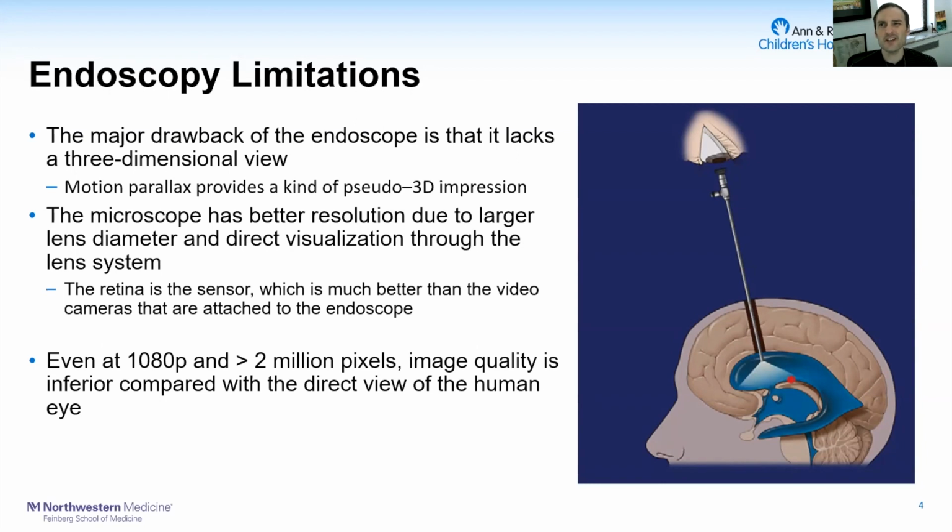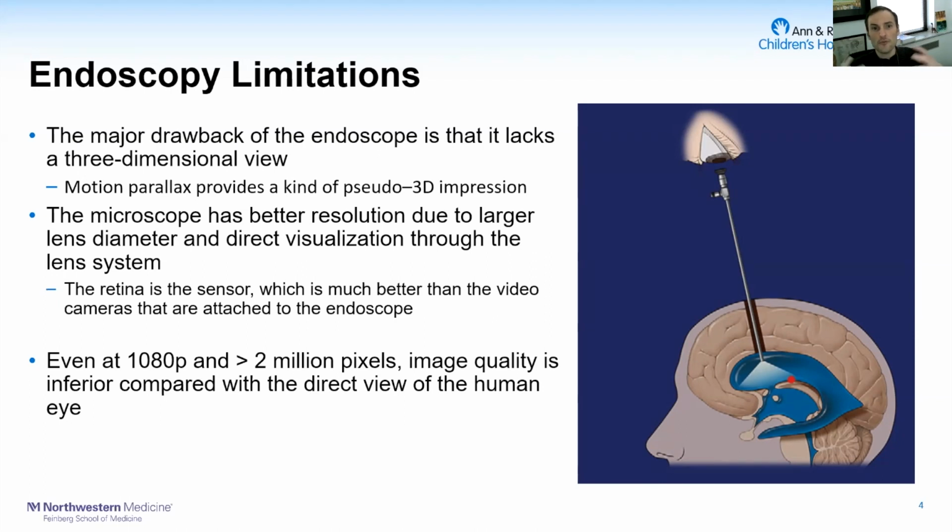But what are the limitations? Why aren't we using endoscopes for everything? Well, clearly, we're limited by technology. And as compared to a microscope, an endoscope does not really provide a true 3D view. It does give you a bit of a pseudo 3D view based on what we call motion parallax. But the microscope has better resolution due to larger lens diameter and direct visualization through the lenses.